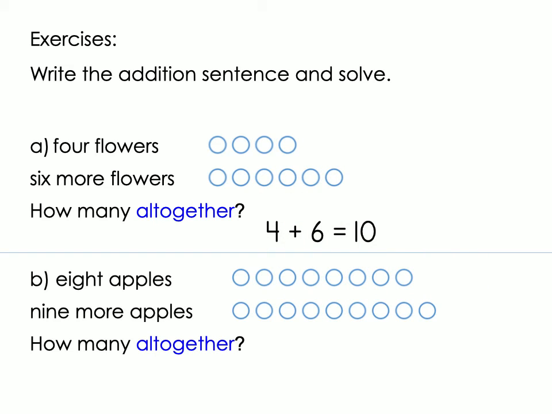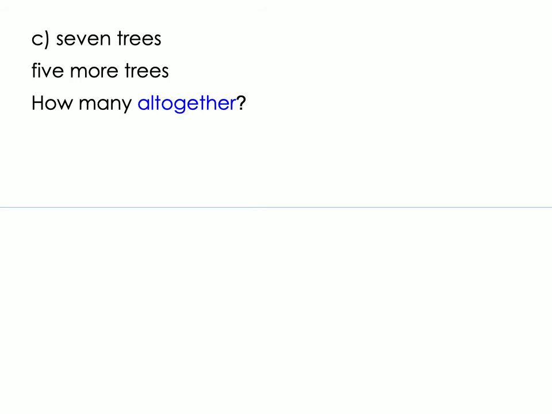There we go. In the second question here, we have 8 apples and 9 more apples. How many are there altogether? Okay, Fraser tells me it's 8 plus 9, and 8 plus 9 I think is 18. Oh, it's only 17. Okay, 8 plus 9 is 17. I'll take your word for it.